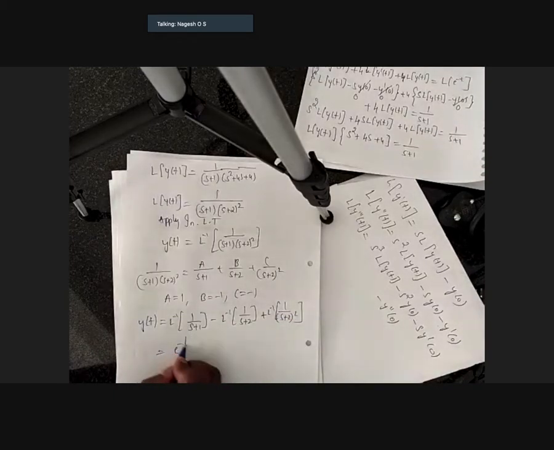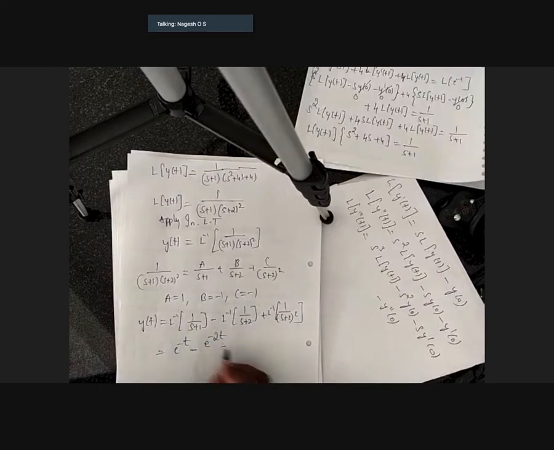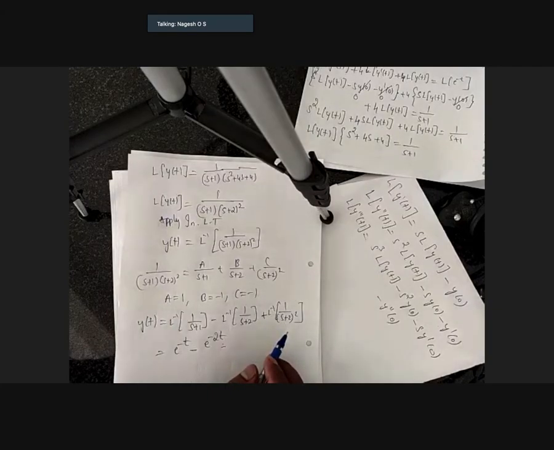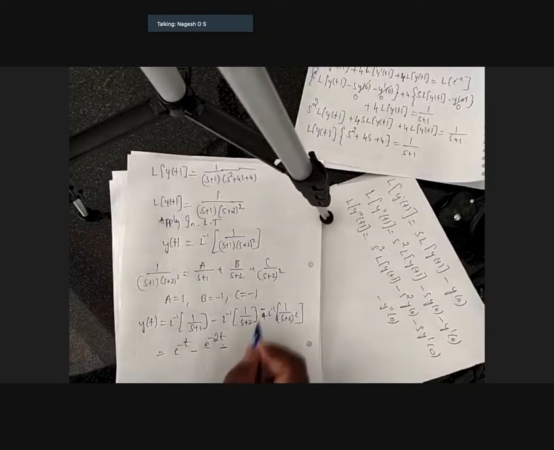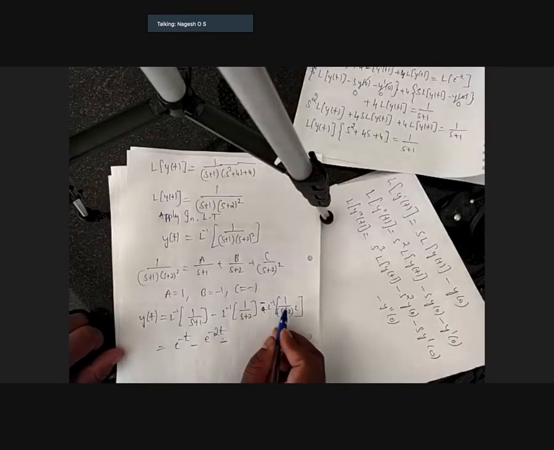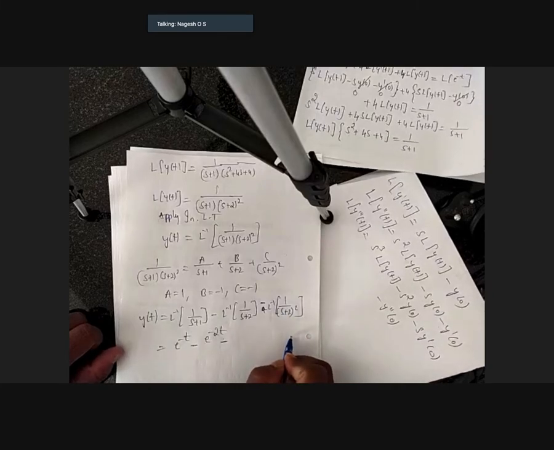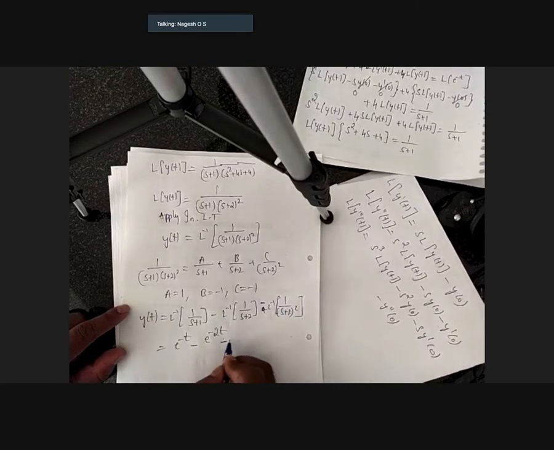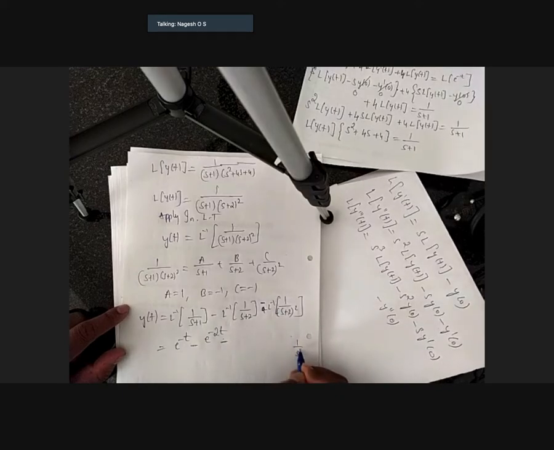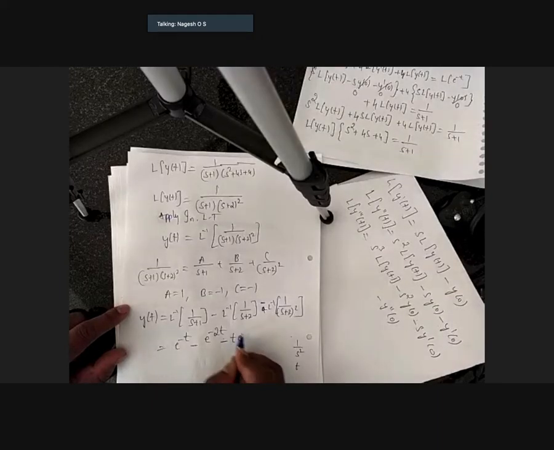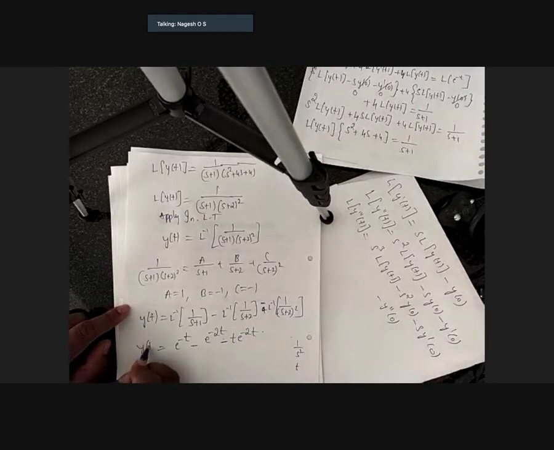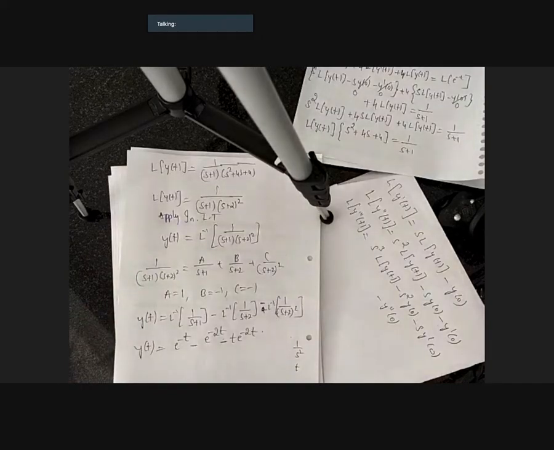So Laplace inverse of this is e power minus t, minus Laplace inverse of this is e power minus 2t, plus c is minus 1, right? So this will be minus, replace s plus 2 by s by multiplying exponential. Then 1 by s square, Laplace inverse of this is t. So t e power minus 2t. This is the answer. t e power minus 2t.